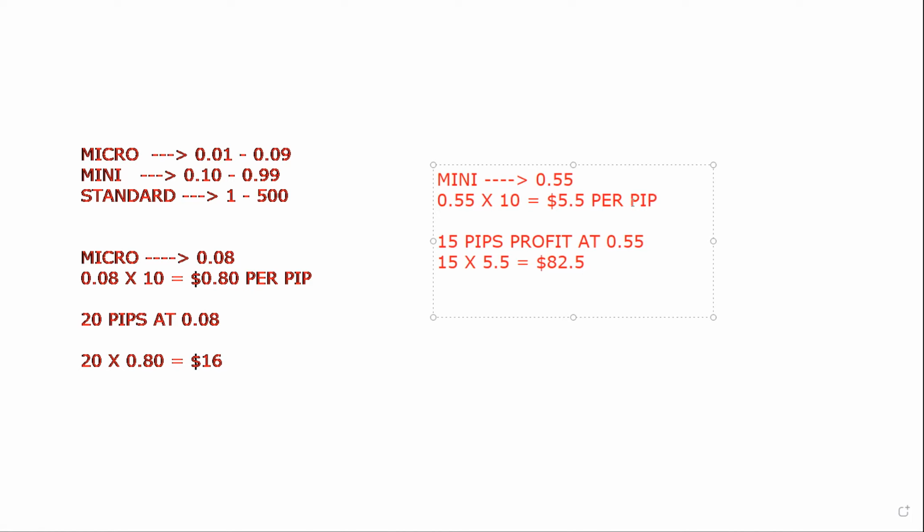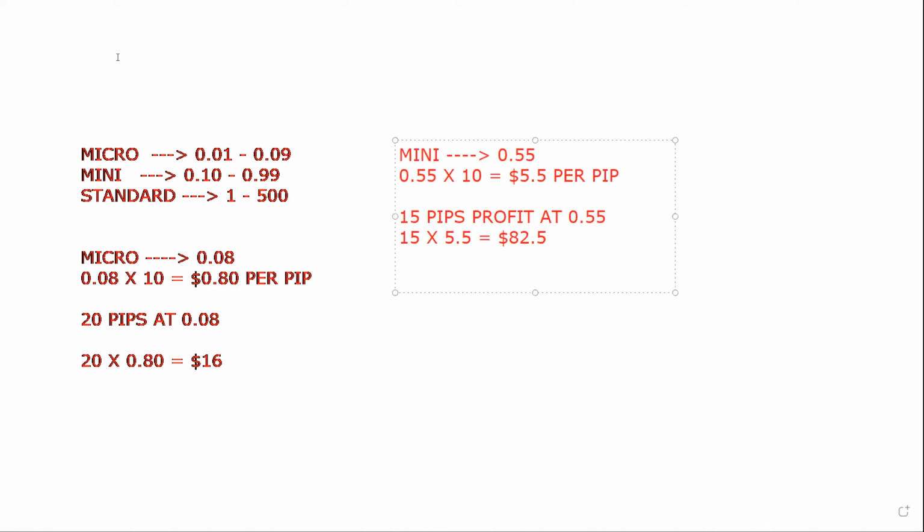All right, so lastly, let's do an example for a standard lot. Trading standard lots is where you want to be as a trader. A standard lot starts from 1. This is where you start making thousands of dollars per trade. So let's say standard lots, you start from 1 to, let's say, 500, right? So let's say you're trading a standard lot. The lowest standard lot is 1.0.